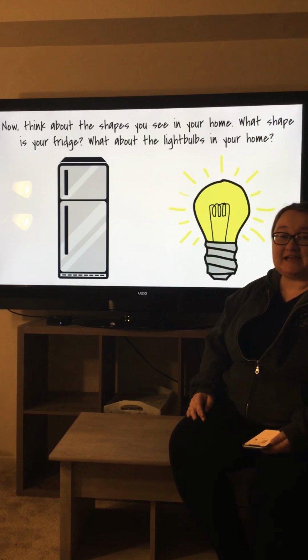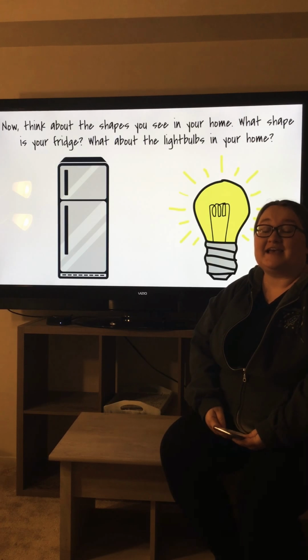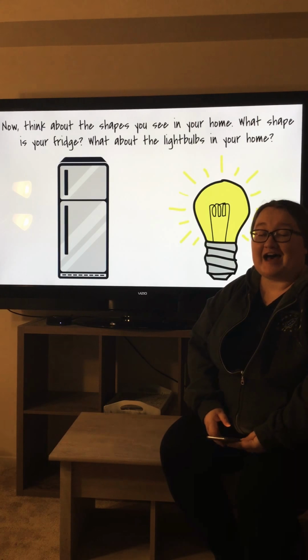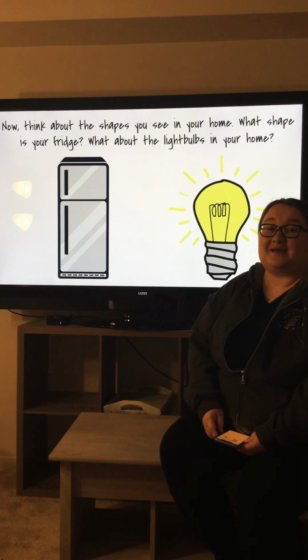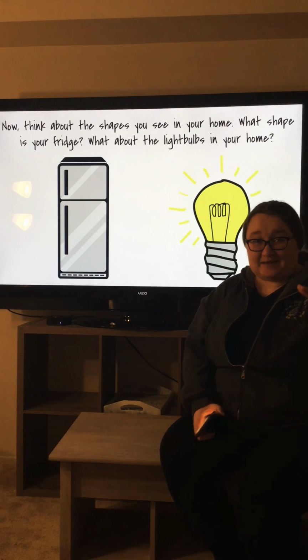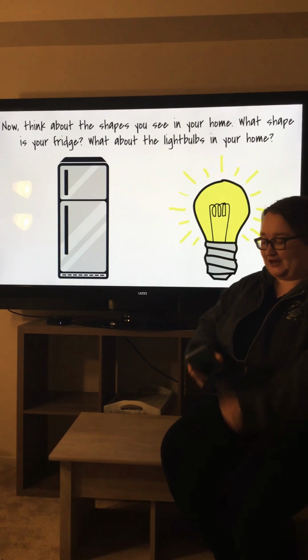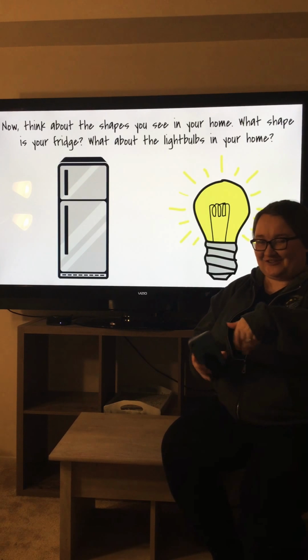So I want you to take random objects around your house, pencils, utensils in the kitchen, toys, and I want you to build 5 different shapes using those materials. You need to take a picture of all of them, all 5 of them, whether it's together or separate, and you need to post them on Seesaw. After you do that, then you can move on to the next activity on the checklist.